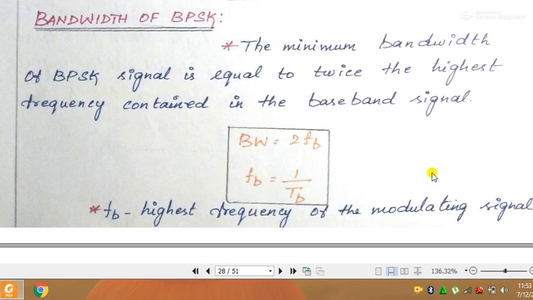Next, the bandwidth of BPSK: the difference between the upper cutoff frequency and the lower cutoff frequency. Here the minimum bandwidth of a BPSK signal is equal to twice the highest frequency contained in the baseband signal, that is, bandwidth is equal to 2 fb. So fb is equal to 1 by Tb, which is the highest frequency of the modulating signal.